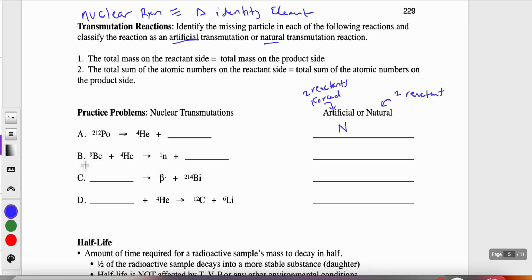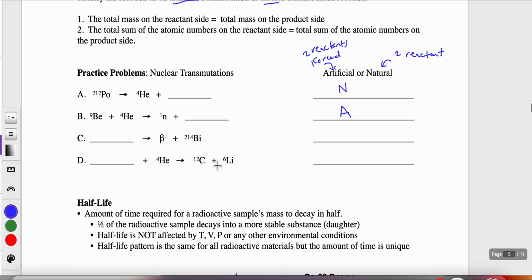When I take a look at example B, here's my arrow that separates products and reactants, and to the left of the arrow I see two things listed on the reactant side. So since it has two reactants, this is going to be an artificial transmutation. Now, taking a look at the clues in example C, I see there's only one line here, so there must only be one reactant. So this would be an example of a natural transmutation.